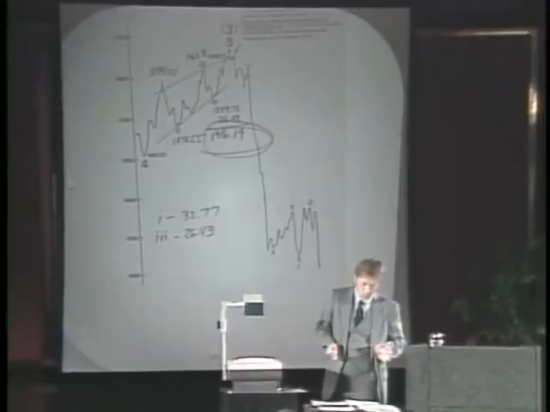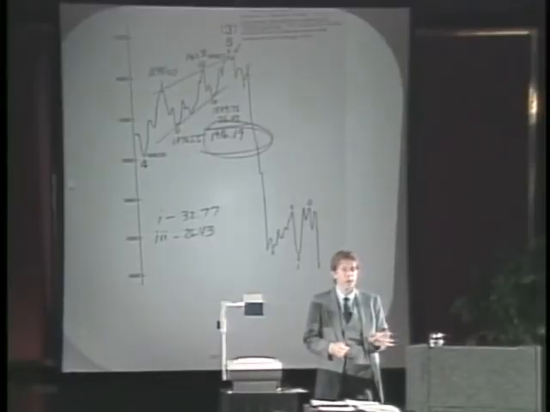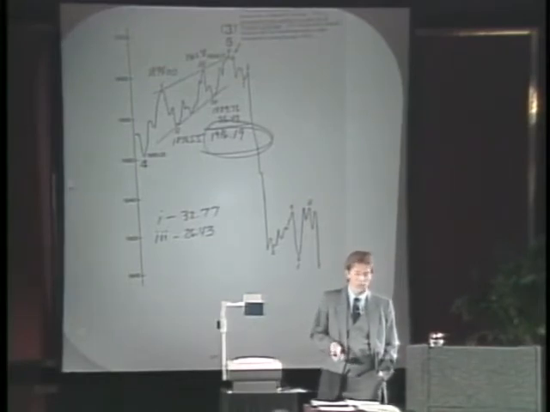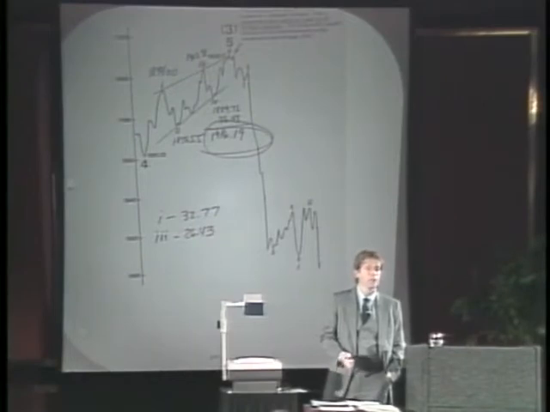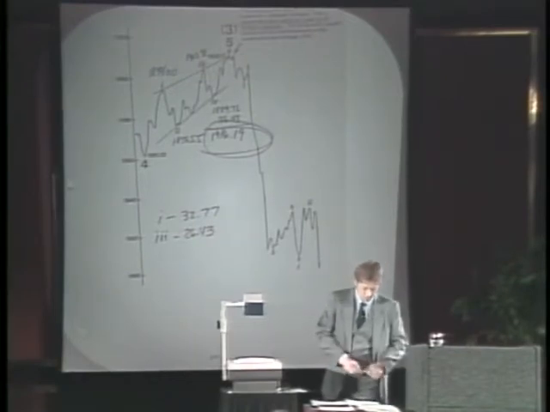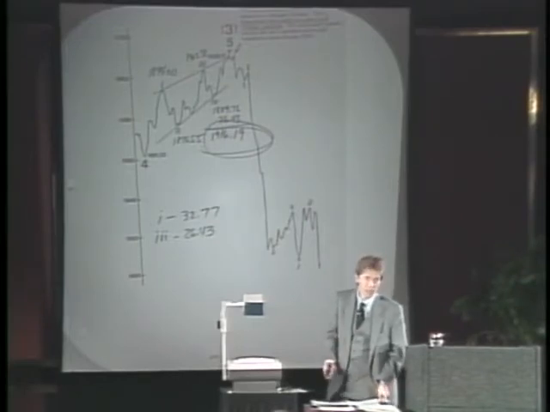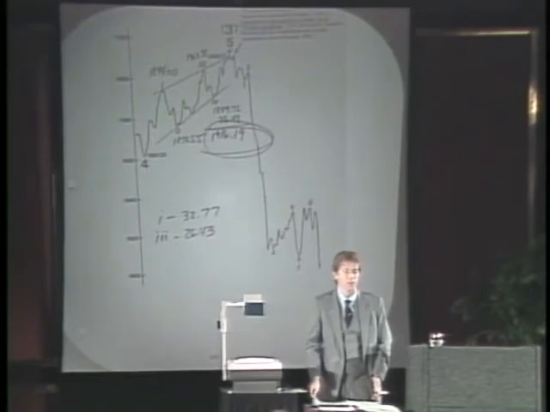Now, Bob mentioned the rule of equality. All I'm going to do is repeat that. In a 5-wave structure, if the third wave is the longest, waves 5 and 1 tend toward equality in terms of both price and time. Remember the example we looked at earlier, 1982-87 versus 1932-37.